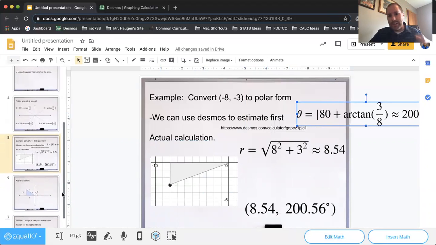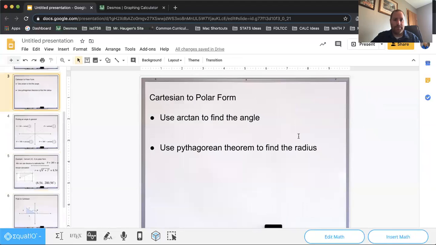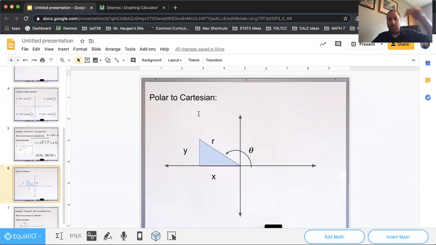All right, so that's that example going from Cartesian to polar. That's what we just did on the angle. Now we're going to go the other way, going from polar back to Cartesian form. And actually, I find this a little bit easier to calculate because you don't have to do quite as many steps. But in here, if we look at this, again, we have an angle, radius, x and y.